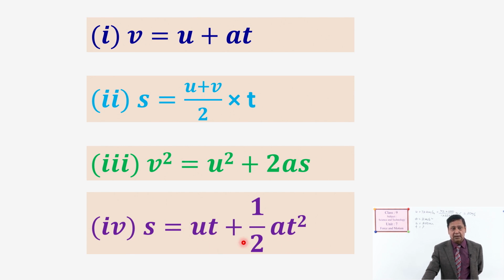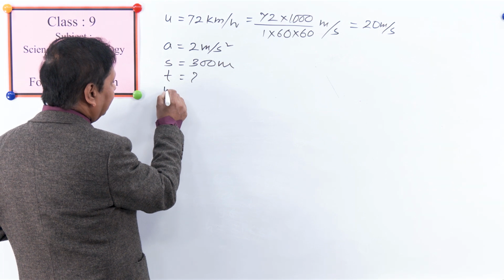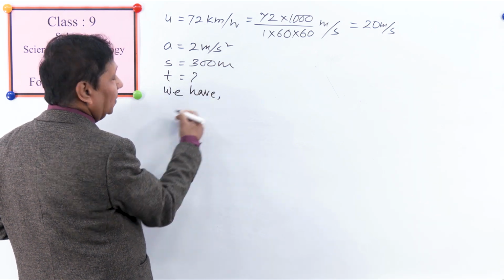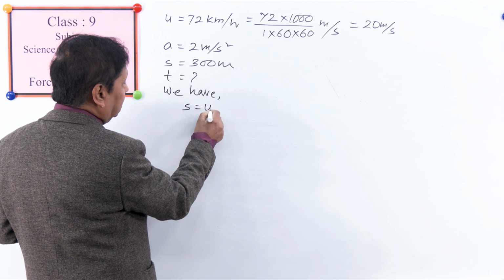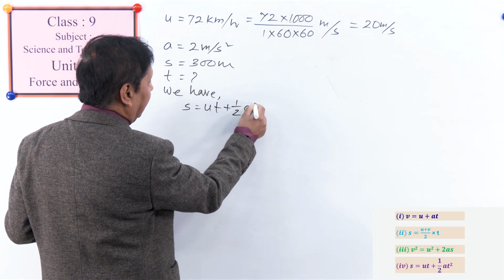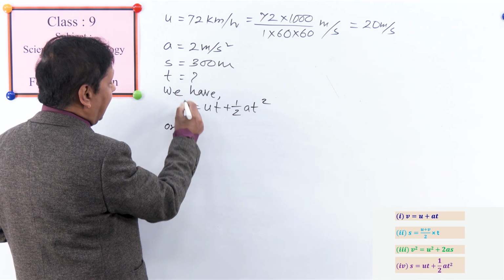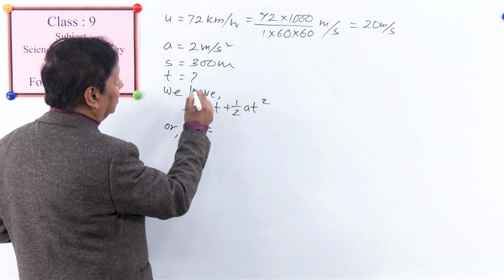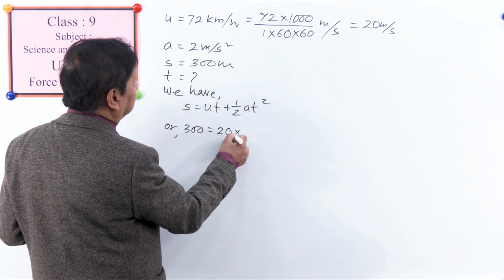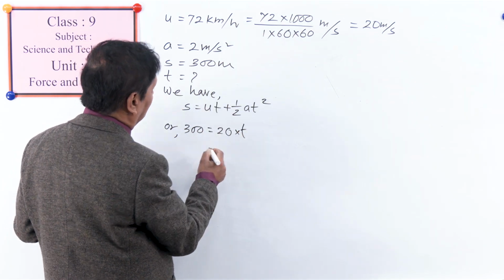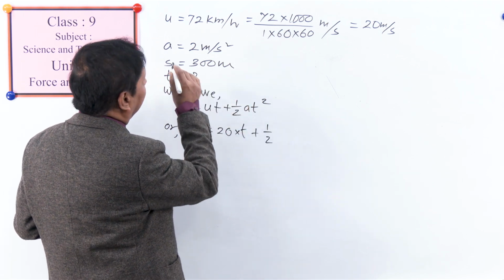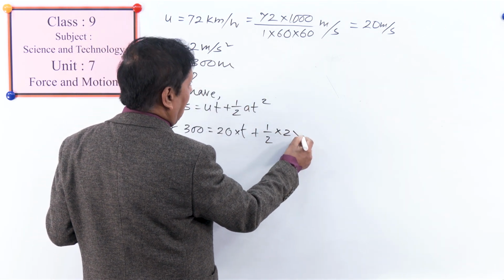T is present in two places. It doesn't make any difference. We are using this fourth equation because it contains U, A, S, T, all four physical quantities. Okay, let's use this. We have S equal to ut plus half a t square, or S is given 300 equal to u is given 20 into t we have to find out, and plus half a is given 2, t square.